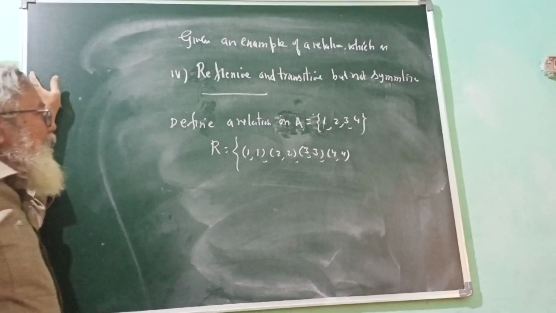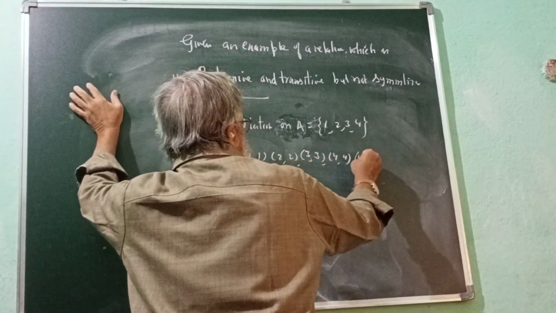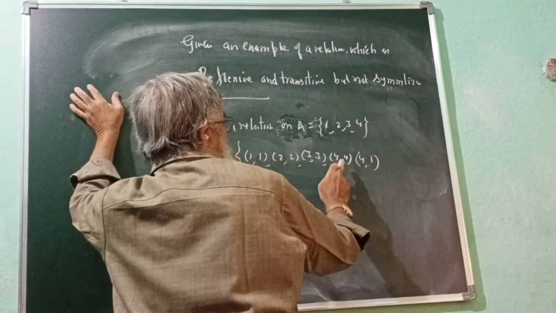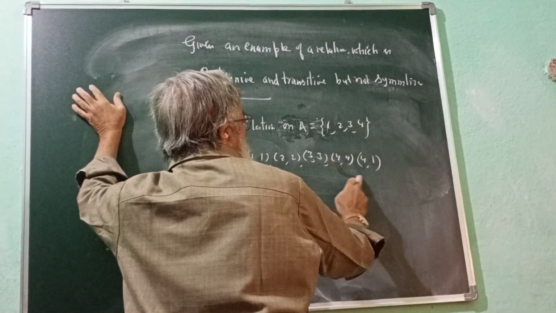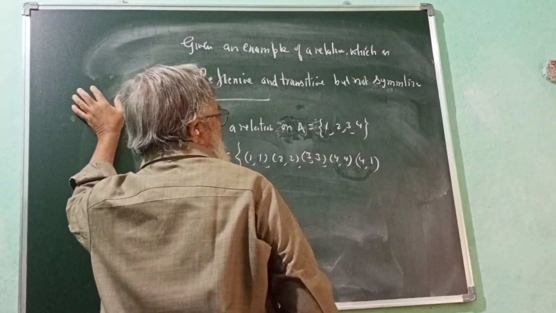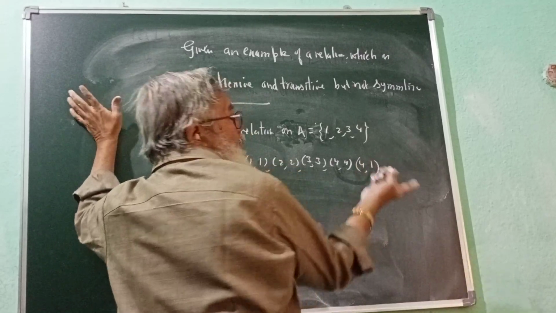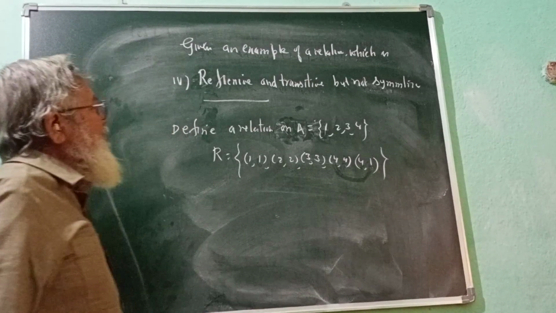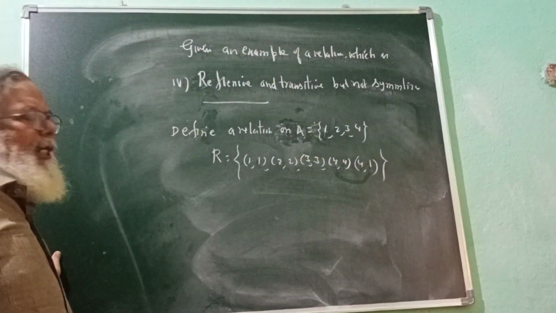For transitive, we have to add one more here: (4, 4), (4, 1). Now see here, (4, 4), (4, 1). So what is transitive? (4, 1) will be there. But not symmetric. (4, 1) is there, (1, 4) is not there. Therefore it is not symmetric. This is the relation which is reflexive and transitive, but not symmetric.